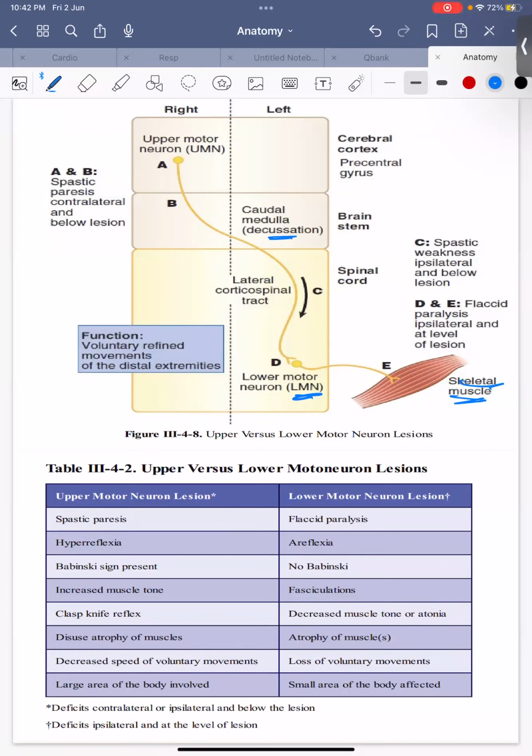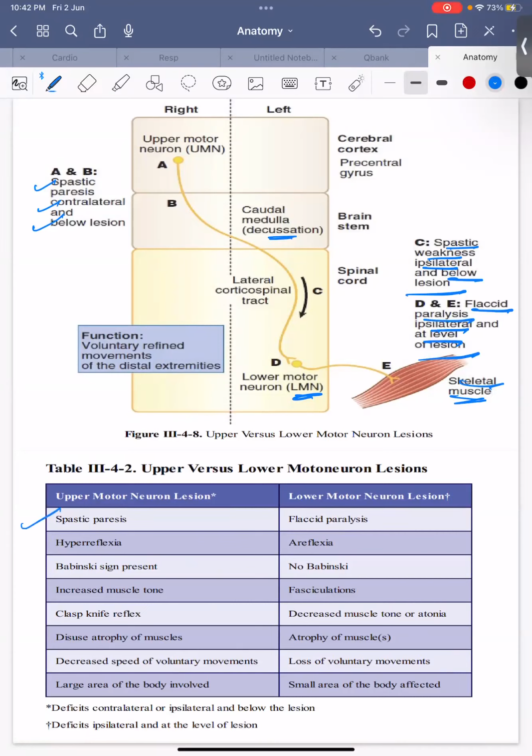So if you have the lesion at the level of A, you have the spastic paralysis of the upper motor neuron, and it will be contralateral below the level of the lesion. Why contralateral? Because it is crossing to the opposite side. Then A and B. Now C is ipsilateral, so you have the spastic paralysis of the upper motor neuron lesion, ipsilateral and below the level of the lesion. Now at the level of D and E, you have the flaccid paralysis, lower motor neuron lesion, which is ipsilateral at the level of the lesion. So these are the features.